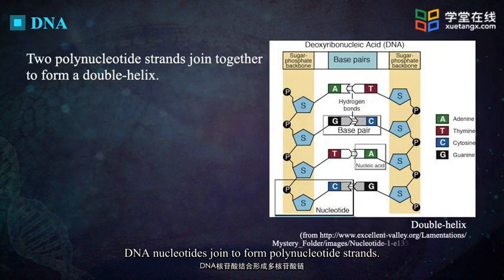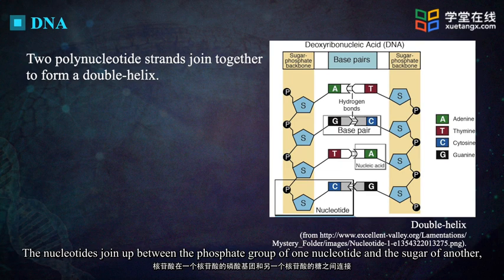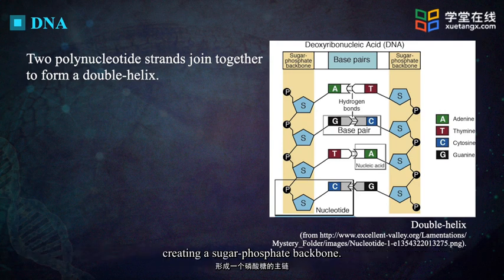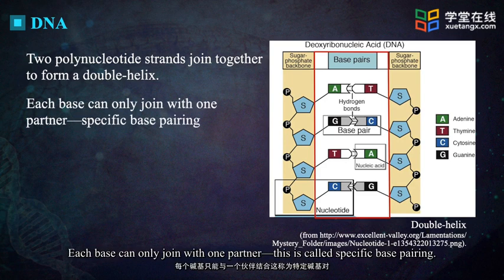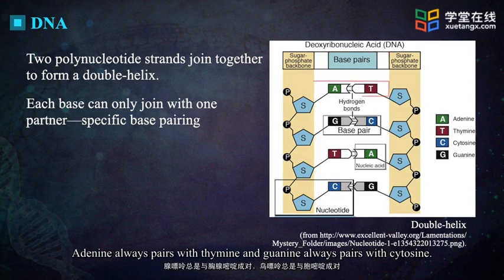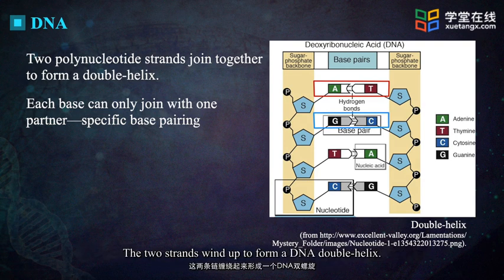DNA nucleotides join to form polynucleotide strands. The nucleotides join up between the phosphate group of one nucleotide and the sugar of another, creating a sugar-phosphate backbone. 2 DNA polynucleotide strands join by hydrogen bonding between the bases. Each base can only join with one partner. This is called specific base pairing. Adenine always pairs with thymine, and guanine always pairs with cytosine. The 2 strands wind up to form a DNA double helix.